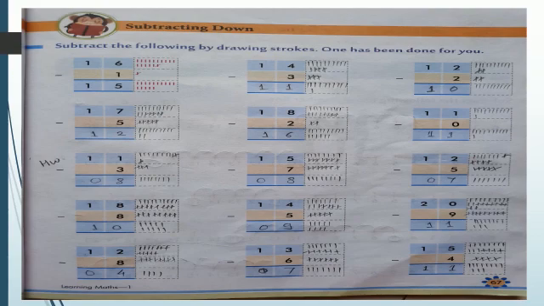Okay, now let's see the second example. 14 minus 3. Here our first number is 14. So draw 14 strokes beside 14. 1, 2, 3, 4, 5, 6, 7, 8, 9, 10, 11, 12, 13, 14. Now what is our second number? It is 3. 1, 2, 3. So draw 3 strokes beside 3.